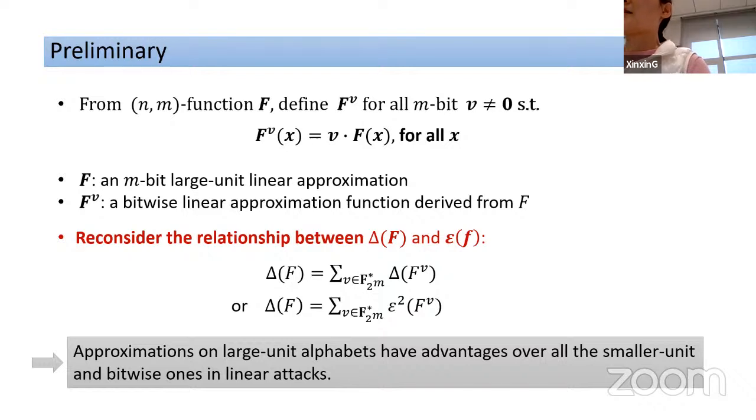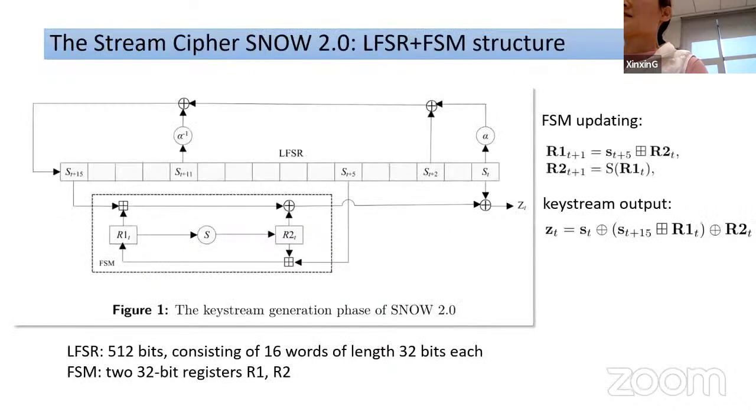Then we compare the large unit and the bitwise approximations for the FSM of SNOW2 and SNOW3G respectively. The first is on SNOW2. SNOW2 is with the LFSR and FSM structure. The FSM consists of 2 registers, with the FSM updating and keystream output as shown.